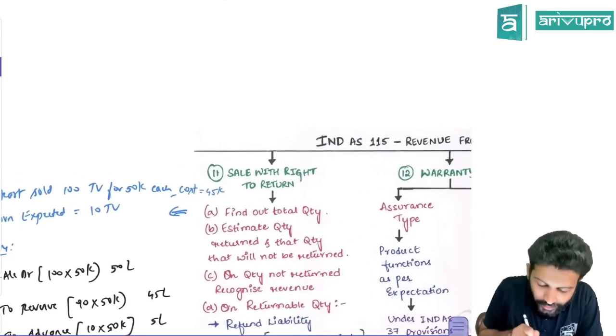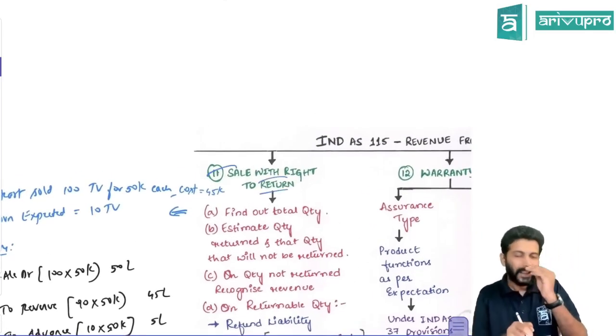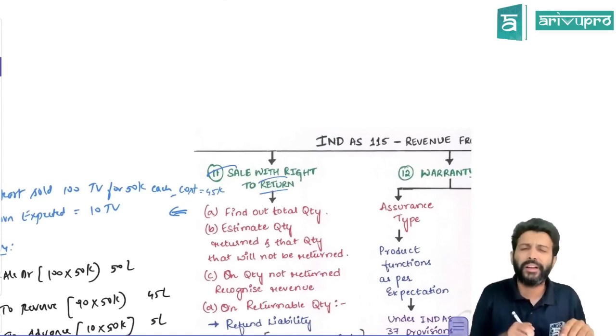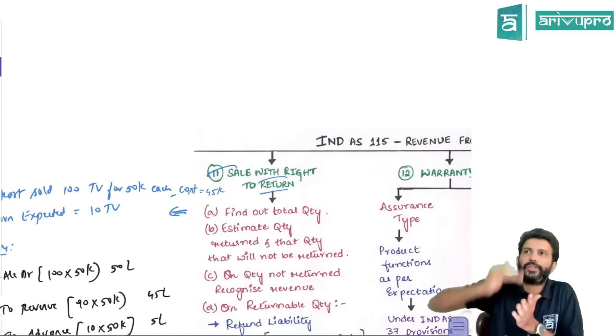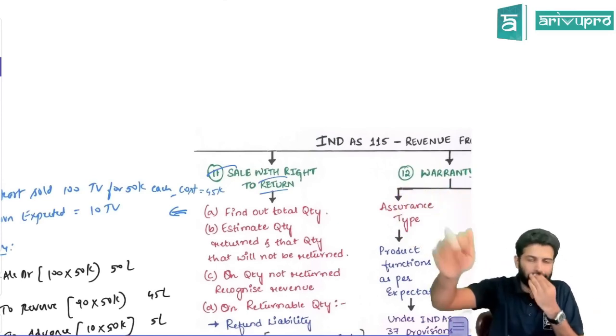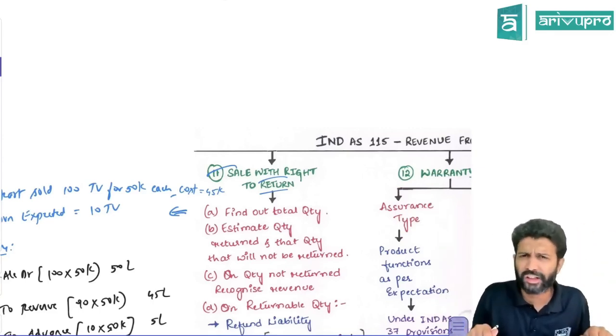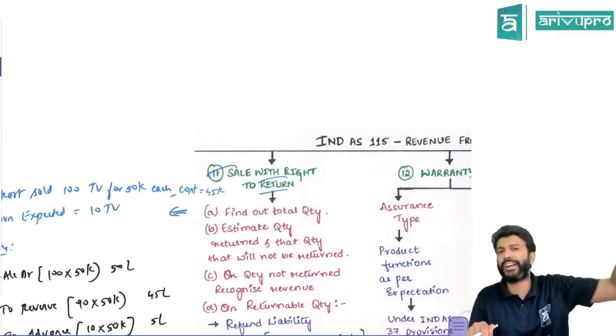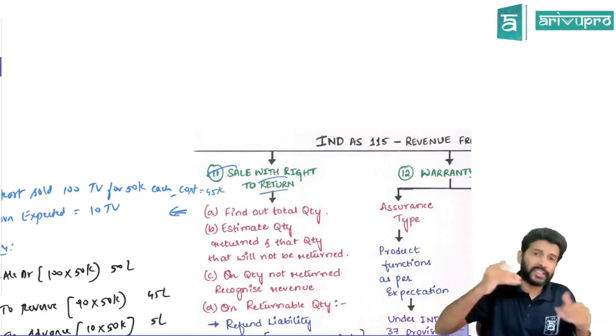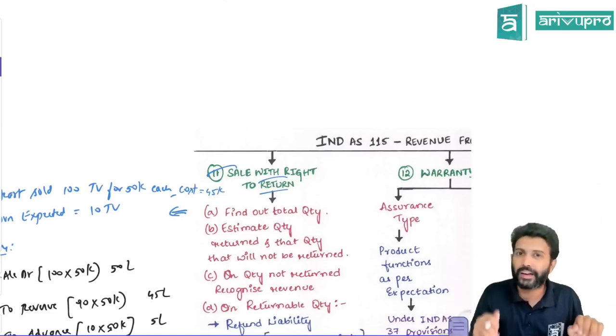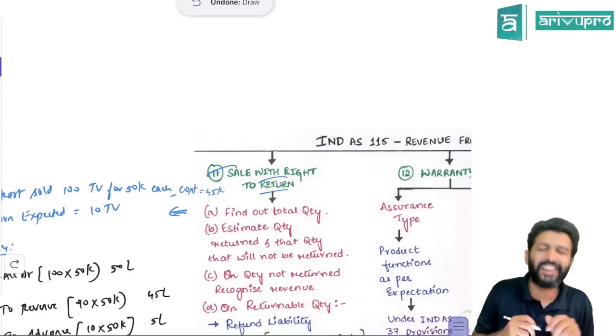Next is sale with right to return. What does it mean? Sir, we as an organization have sold some goods, but the customer has a right to return the goods. Obviously, if you buy goods on Amazon, we get some 10 days, 15 days within which, as a customer, we can return the goods to Amazon. That particular scenario, we call it sale with a right to return.